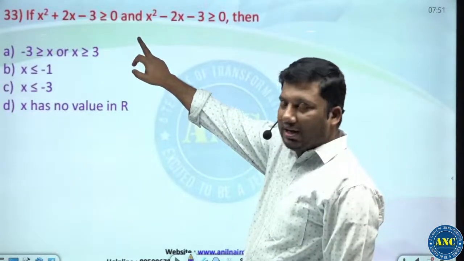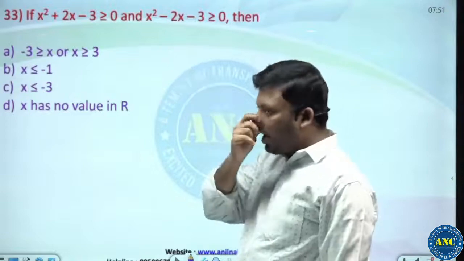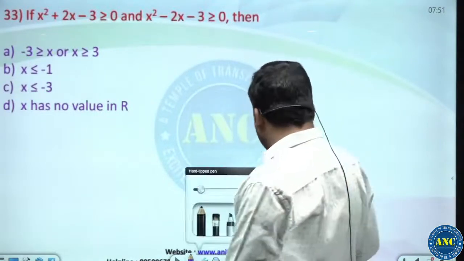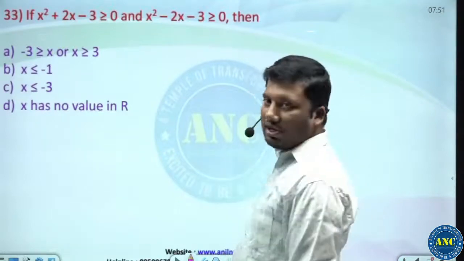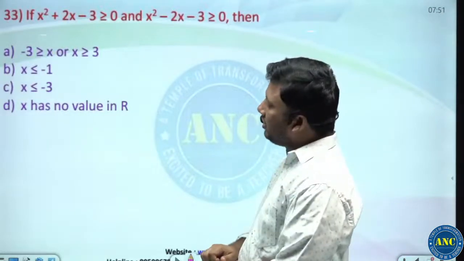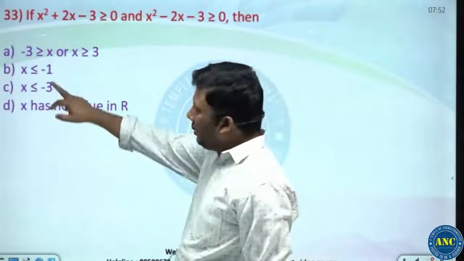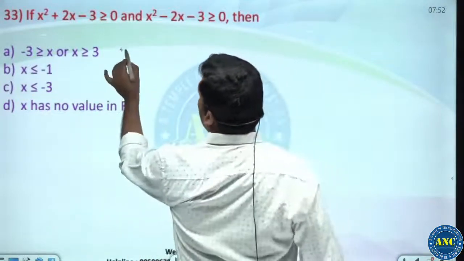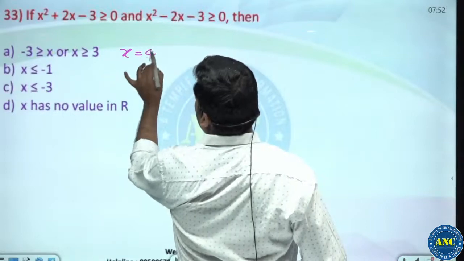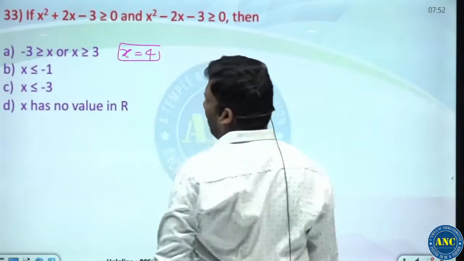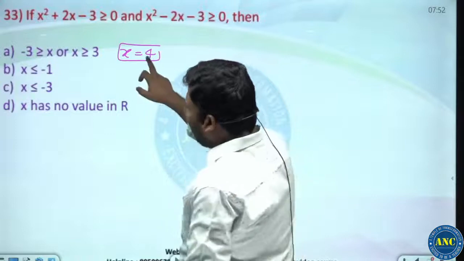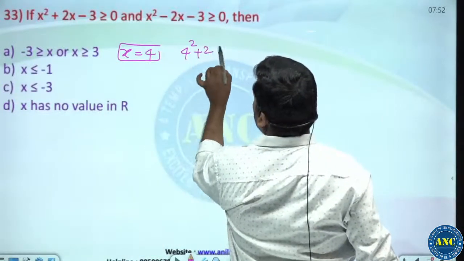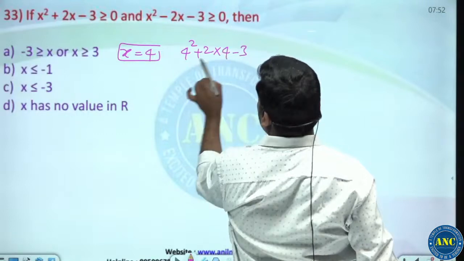Again, the question contains variable, answer also contains variable. This is an inequality question. Best way to solve this question is we will use the answer option. First option: minus 3 greater than or equivalent to x, or x greater than or equivalent to 3. Let me put x equivalent to 4. If I substitute 4, first option will be 4 square plus 2 into 4 minus 3.